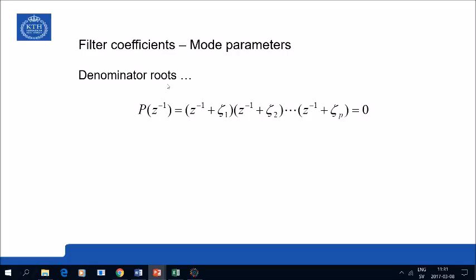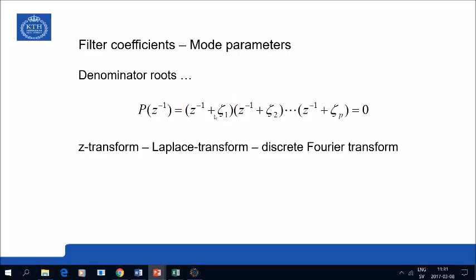So the question now is, how are the denominator roots related to the system poles? Well, in order to find out, we have to look closer at the relation between the Z transform, the Laplace transform, and the discrete Fourier transform, because the relation between these transforms gives us an indication on how we can calculate the poles from the roots.